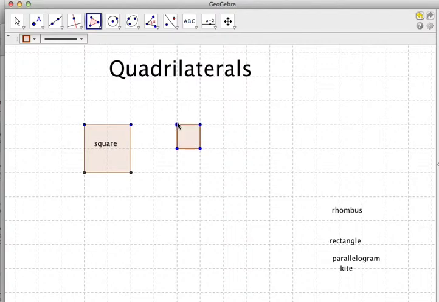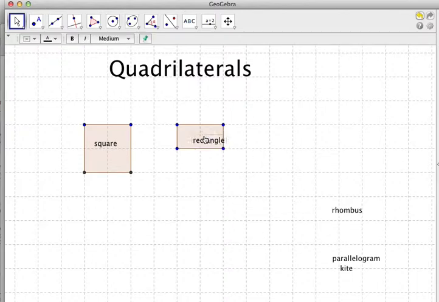I'll start with the square and then stretch it out. So the four angles are still right angles, the opposite sides are still parallel, but now there are two equal long sides and two equal short sides.